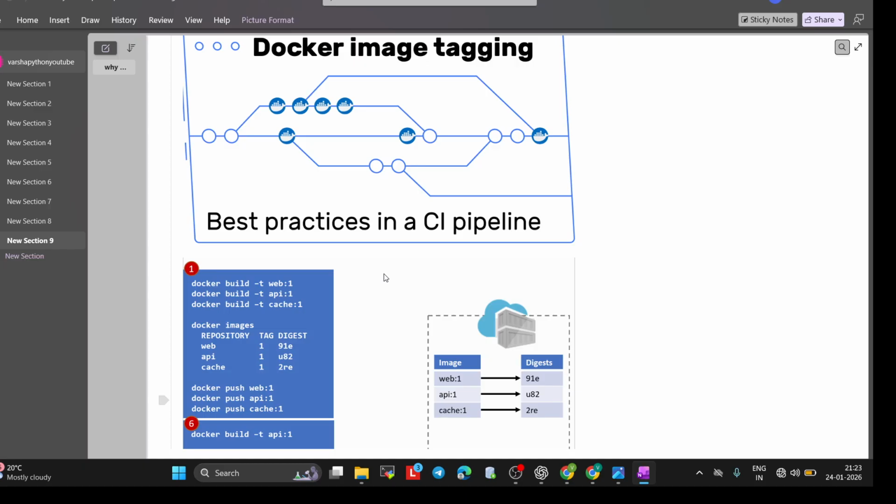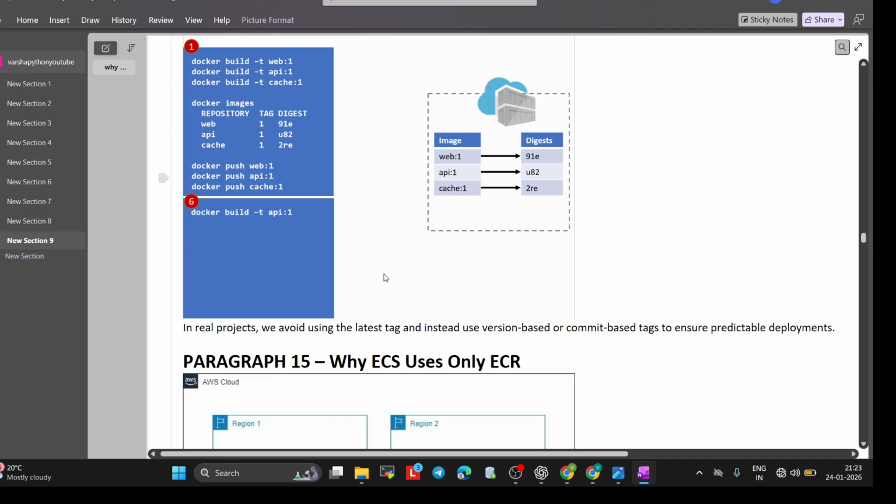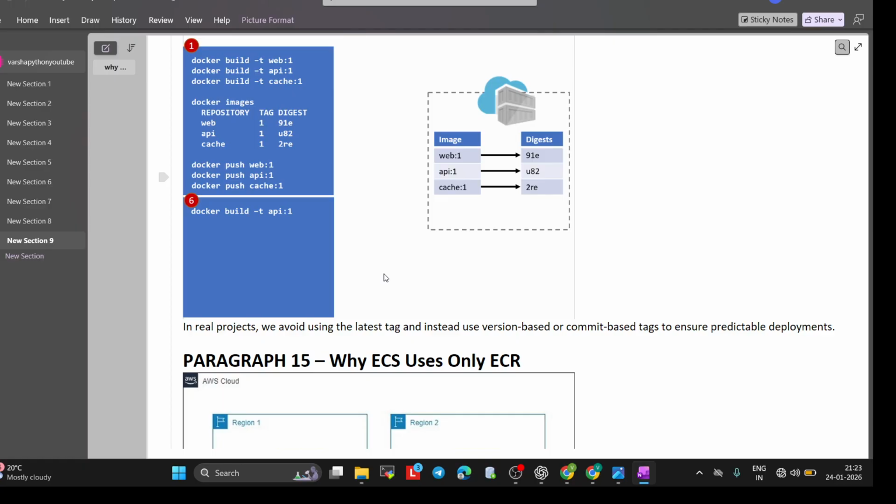Another important point is that the ECS task definition references the image with its tag, not the repository alone. So proper tagging ensures that ECS always runs the intended version of the application.